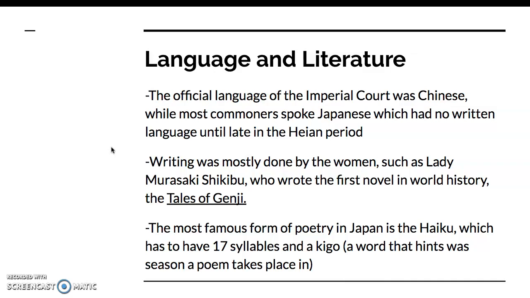The official language of the imperial court was Chinese, while most commoners spoke Japanese, which had no written language until late in the Heian period, another big influence they borrowed from China. Writing was mostly done by the women, such as Lady Murasaki Shikibu, who wrote the first novel in world history, The Tale of Genji. And the most famous form of poetry in Japan is the haiku, which has to have 17 syllables, usually in 3 lines, and a kigo, which hints at what season a poem takes place in.